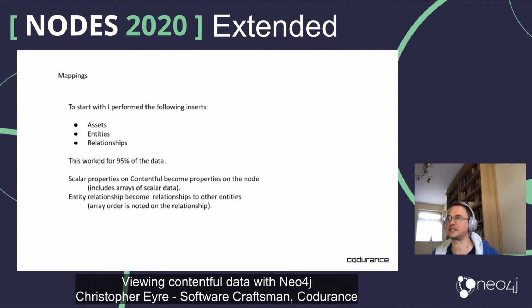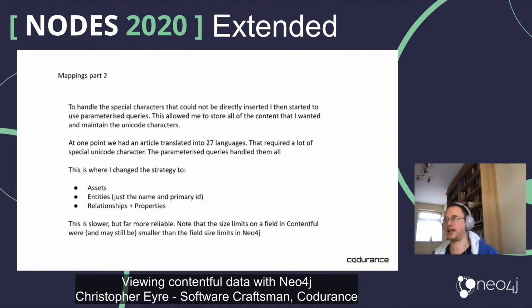Then you've got the entity relationships. They become relationships to other entities. And if you want to record the order of an array, you just stick them as properties on the relationship, and it's all entirely sortable. Now, this worked for 95% of the data, because I started finding there were weird special characters that were broken. So the system was flagging them, saying, hey, I can't handle this. And I started trying to work around it: how do I fix this field up, and how do I fix that field up? And especially it got fun when we had one article that got translated into 27 languages.